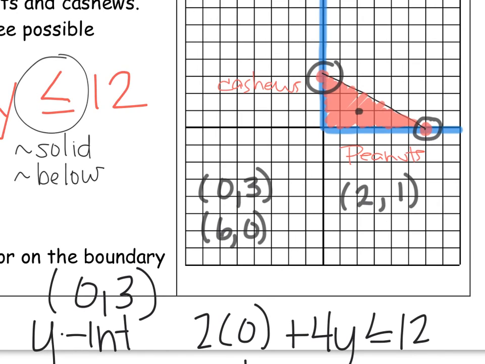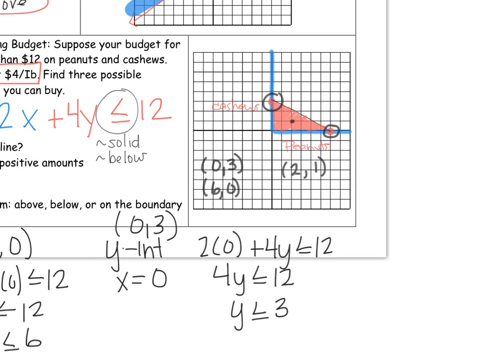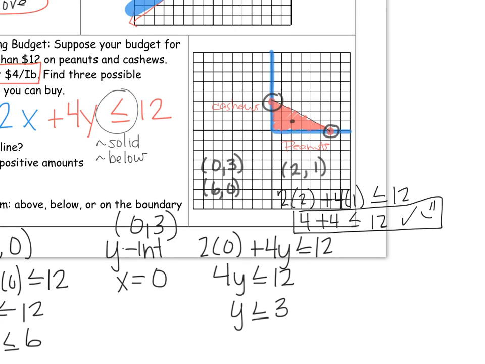Is that still going to keep me less than $12? It is. I can just plug them in and figure that out. So if I use the equation, if I put in 2 for x and 1 for y, is that going to give me less than $12? Well, I get 4 plus 4. Is 4 plus 4 less than 12? It is. So I'm just looking for combinations that will keep my total amount of dollars under 12.